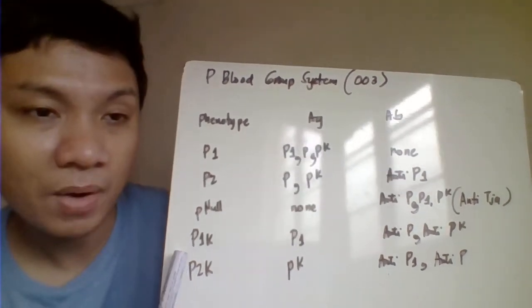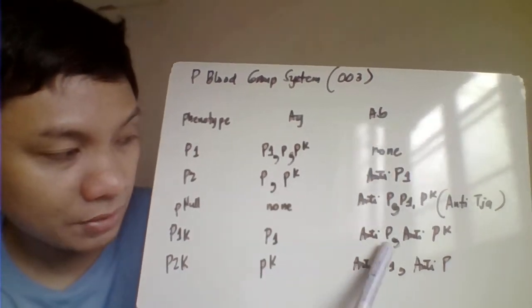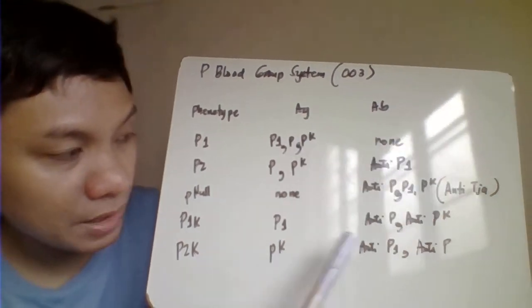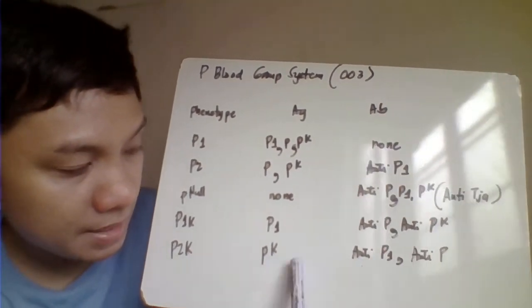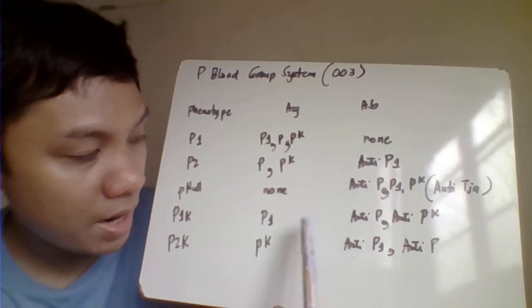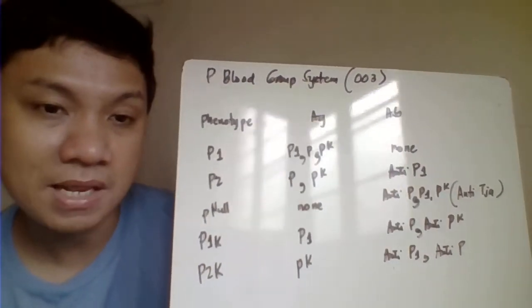Another phenotype, P1k, contains the P1 antigen. Therefore, ang kanyang antibody na natira, anti-P at anti-PK. P2k, so ito lang ang kanyang antigen, PK. Therefore wala siyang P1, so magde-develop siya ng anti-P1, wala din siyang P. So it could have the tendency to develop anti-P antibody.